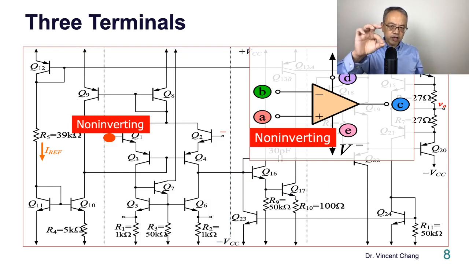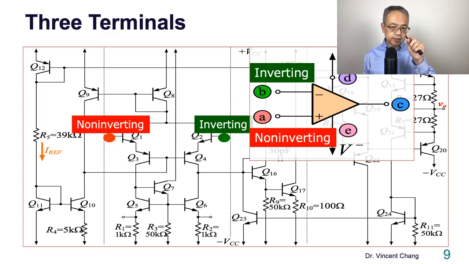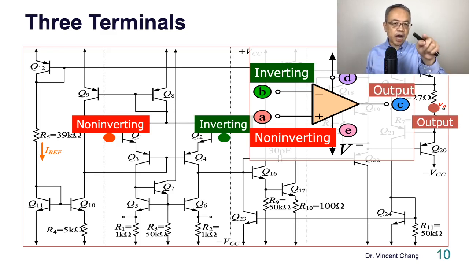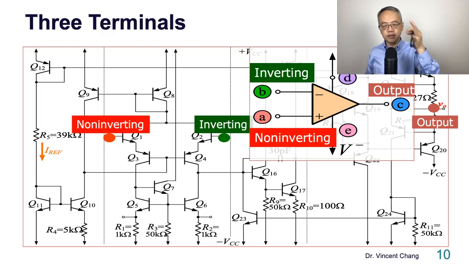Here's the non-inverting terminal. The base terminal of transistor Q1 serves as the non-inverting input terminal. The green one is the inverting terminal. The base terminal of transistor Q2 serves as the inverting input terminal. And here's the output terminal, on the right. So, differential input and single-ended output. Three terminals of the OPAMP.